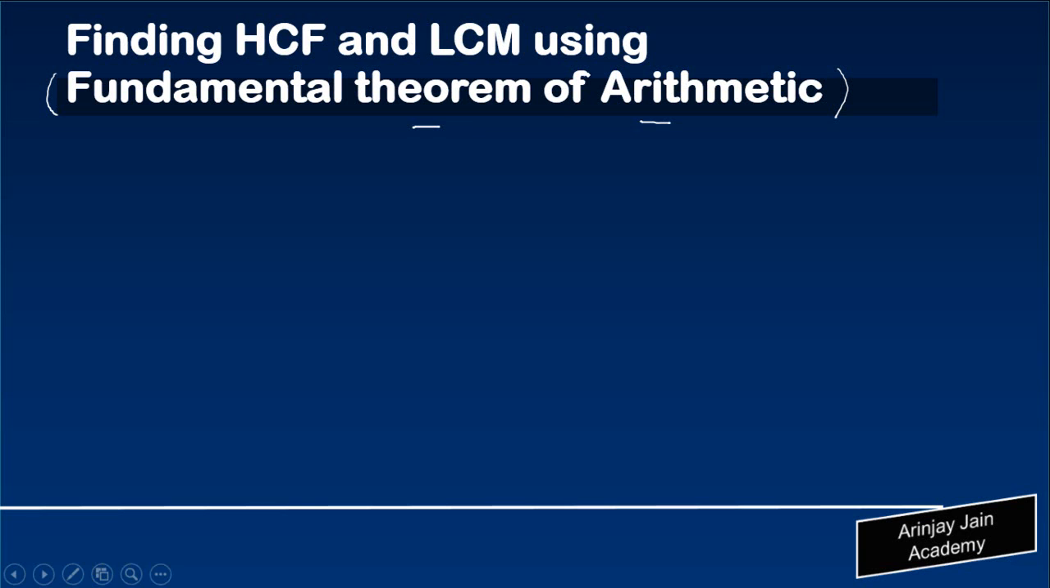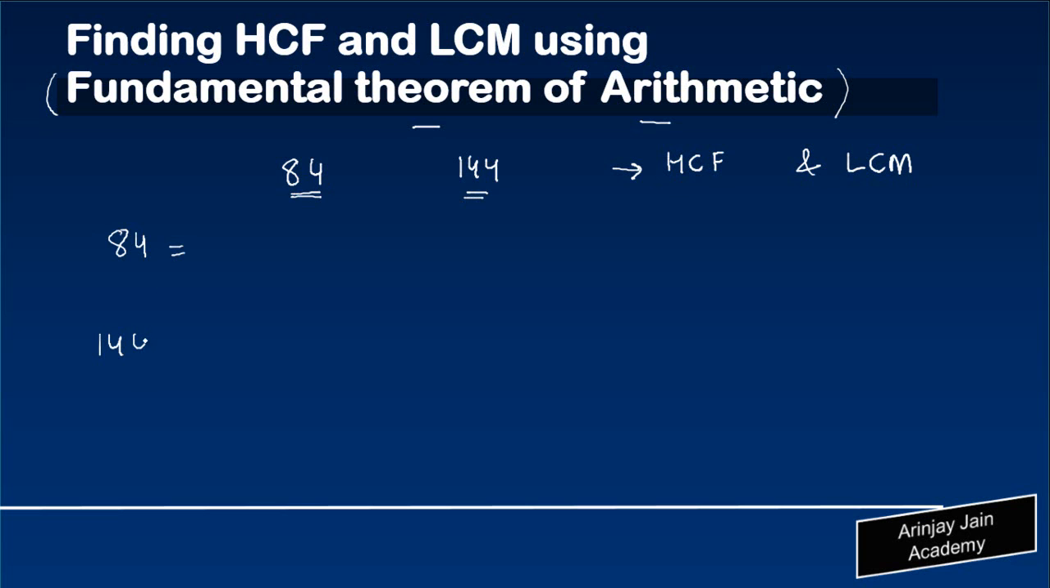This is a fairly simple task. Let's say, for example, I give you two numbers, 84 and 144, and I tell you to find out the HCF and LCM of these two numbers. As a first step, you just write down these composite numbers as a product of their primes.